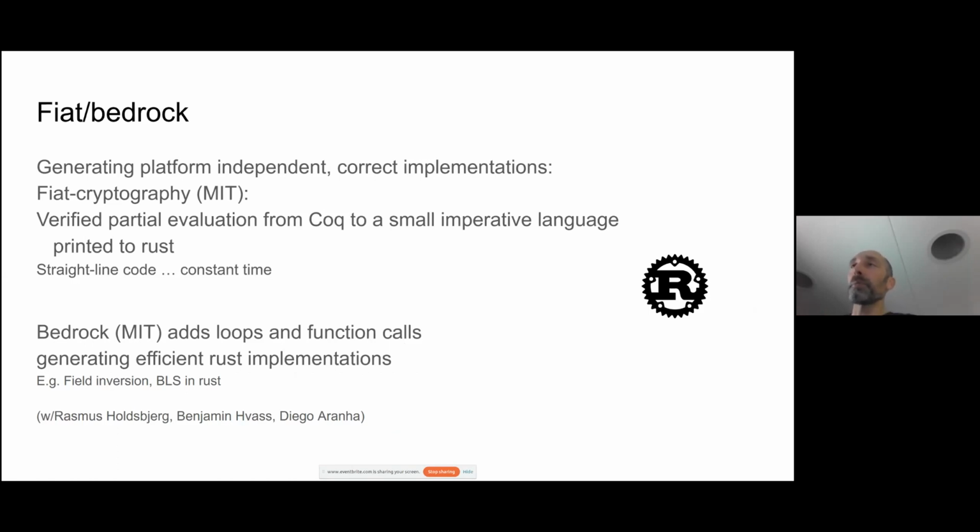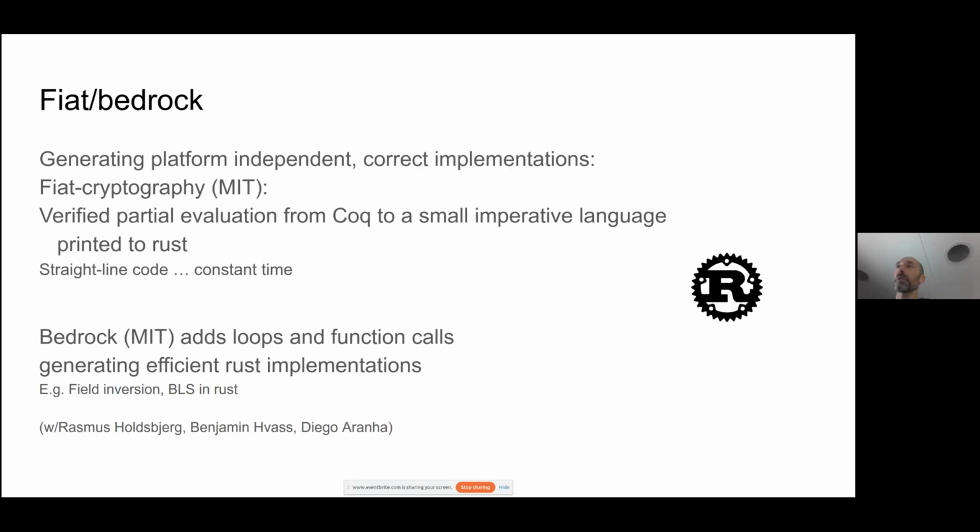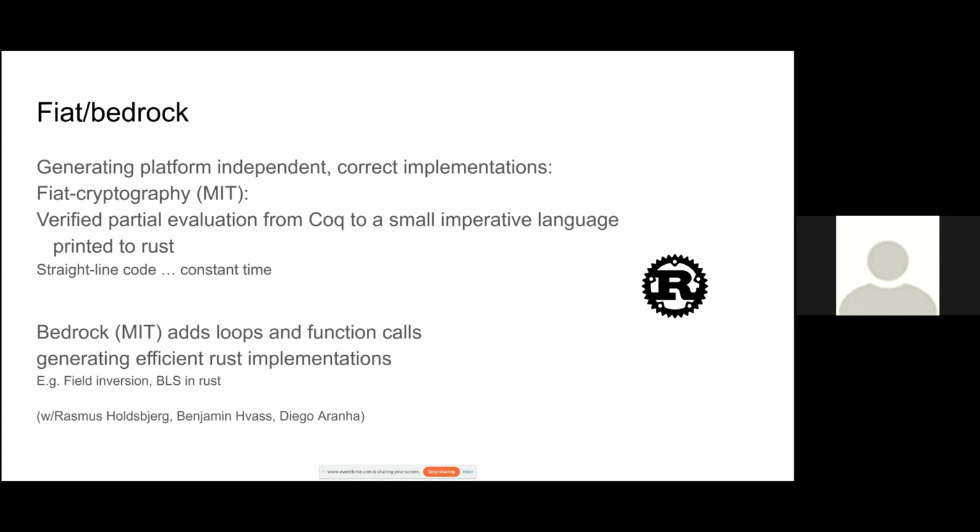Now, how do we make sure that everything is constant time? Because it's just straight line code. And so this is very nice, but that also means that there's part of your code you cannot directly implement in this small sublanguage. So what we needed to do was to add loops and function calls to this language. And we used another project from the same group. This is the group of Adam Chlipala at MIT, which is the Bedrock system.